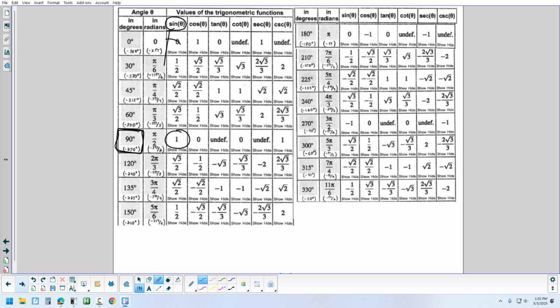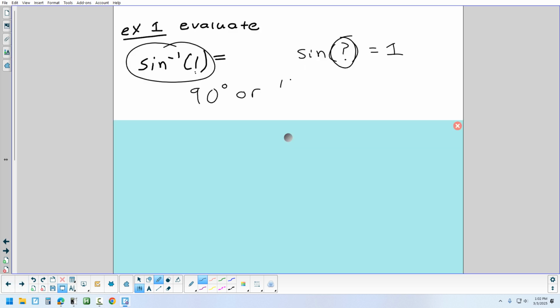Pi over 2. So it's just a matter of which one they want. Now, if it doesn't specify, you have to give both. No, you could just give one. The test will specify. Right. That's how you find the inverse sine of 1.